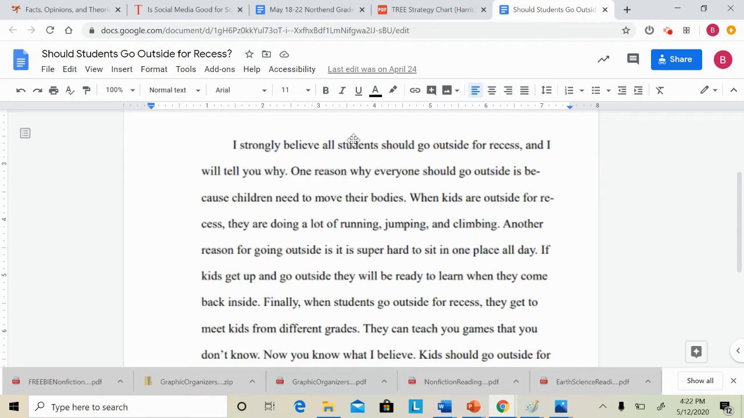So, "I strongly believe all students should go outside for recess, and I will tell you why." This is the author's topic sentence. It tells the reader what they believe.